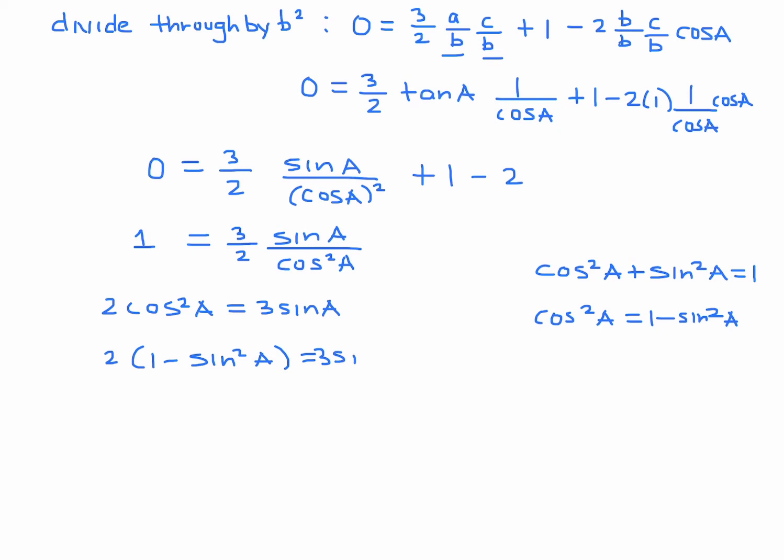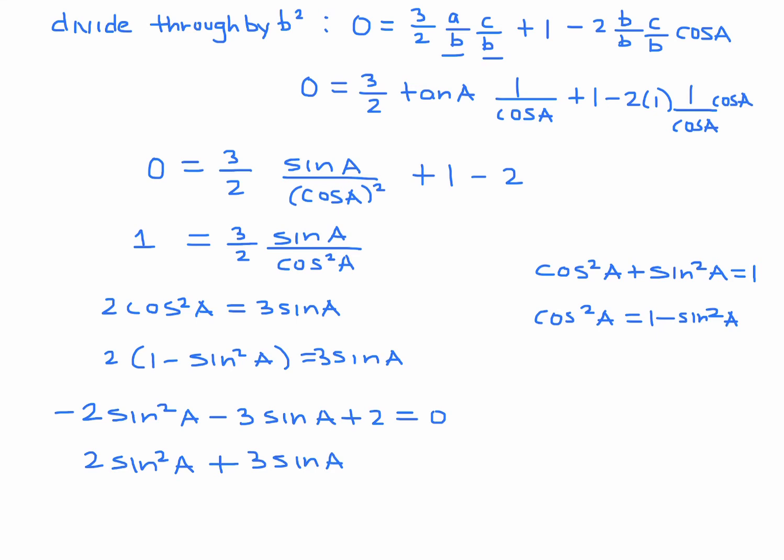And then at this point, I will just put everything on one side. When I expand this all out and put it all on one side, it will be minus 2 sine squared A minus 3 sine A plus 2. And then I can, of course, multiply through by negative 1, make it a little bit better looking, like that.